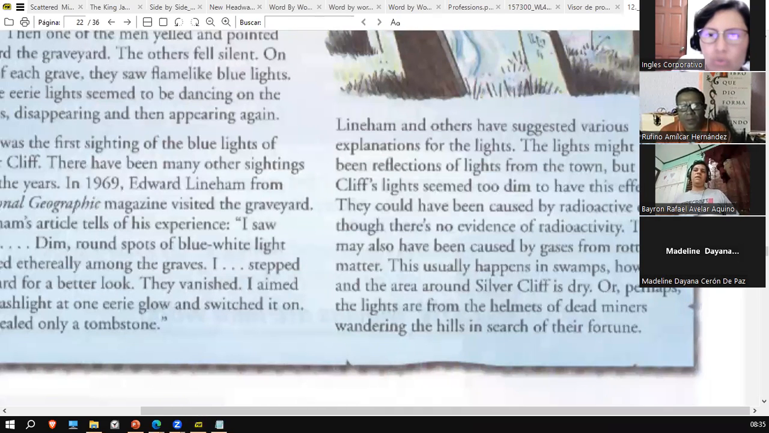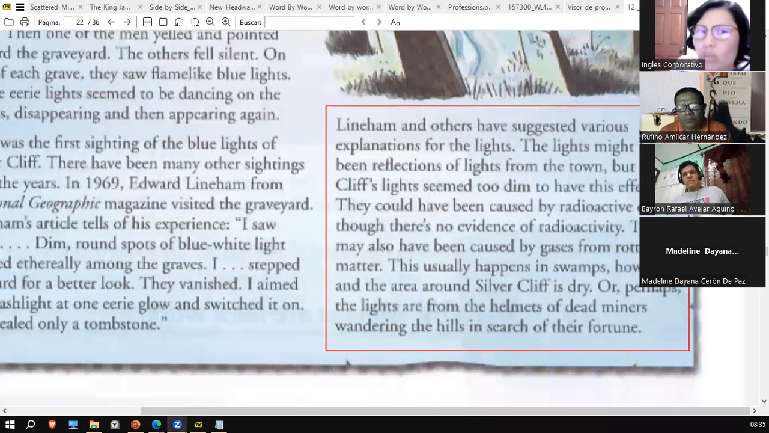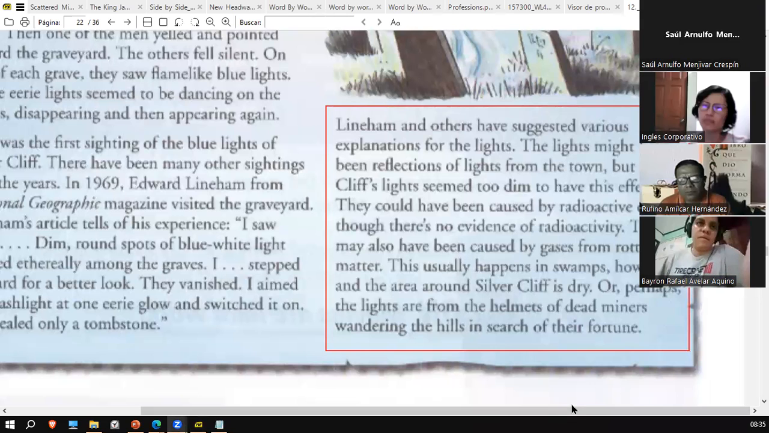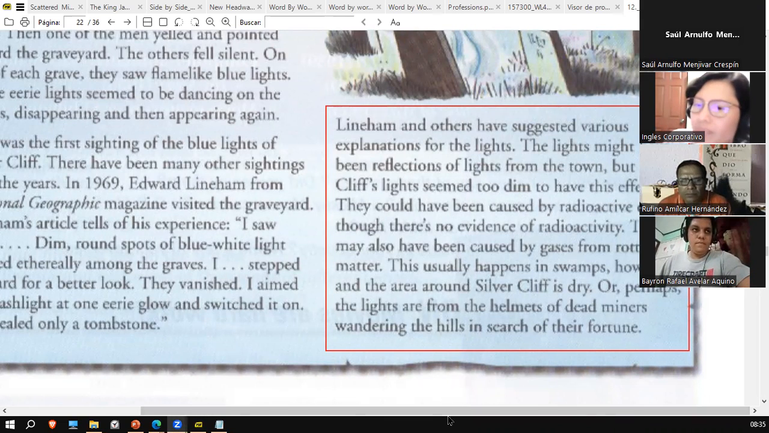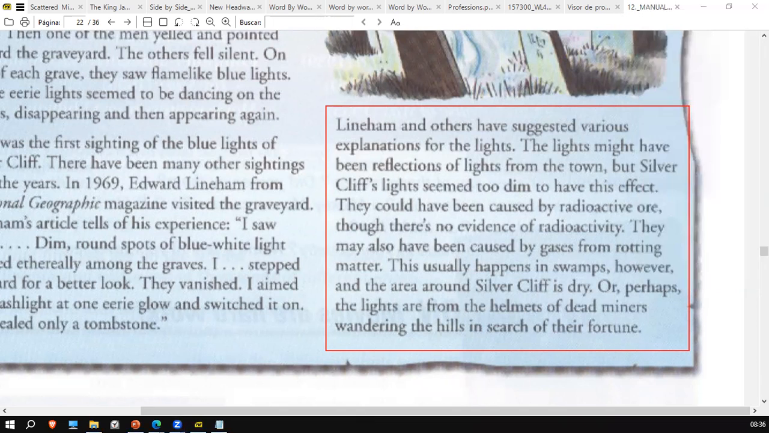Okay, one more volunteer for the last part, okay? One more volunteer. Aunque no sé si van a poder ver, pero si no, también se ve de WhatsApp, okay? Lo pueden ver. Saúl Arnulfo, please. Okay, I'm going to try. Very good, thank you. Okay, give me a moment.